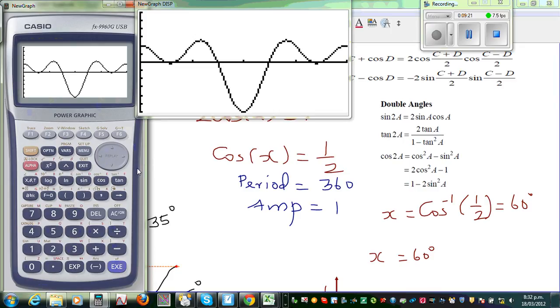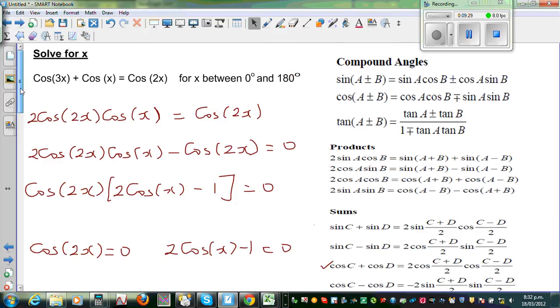And you want to find where you get the roots, because when you are taking away cos 2x, what does that mean? We have drawn the graph of cos 3x plus cos x minus cos 2x, and that would be equal to 0.